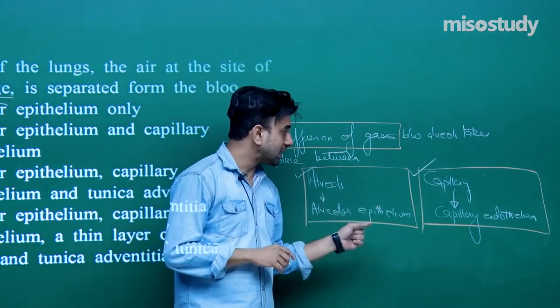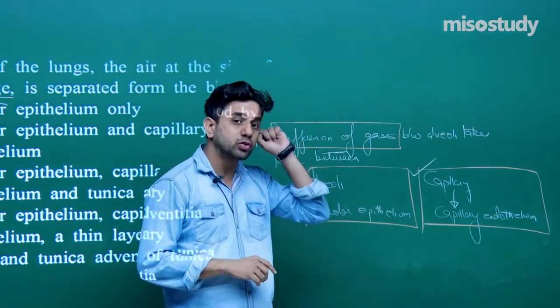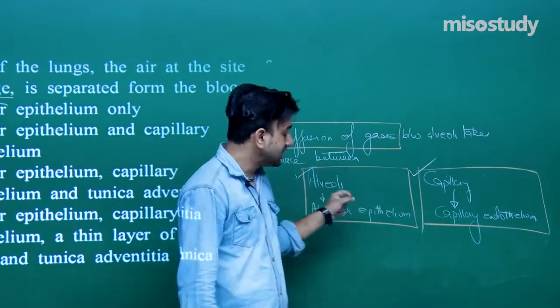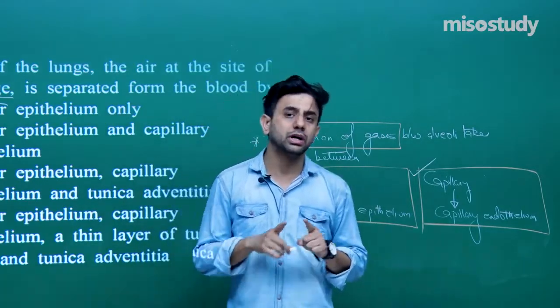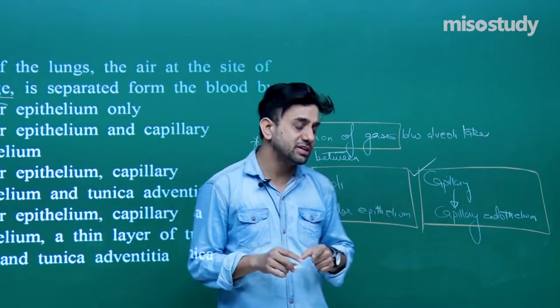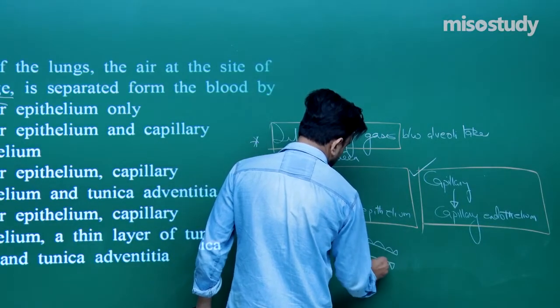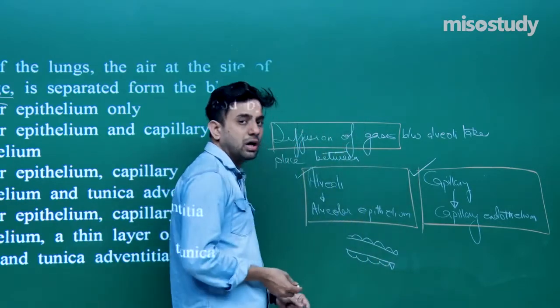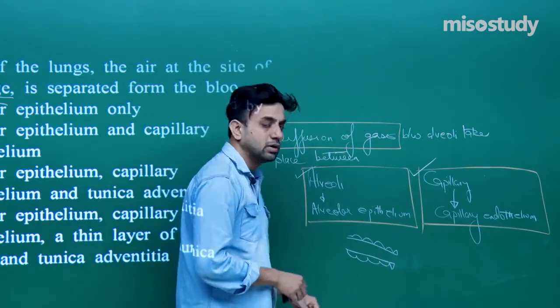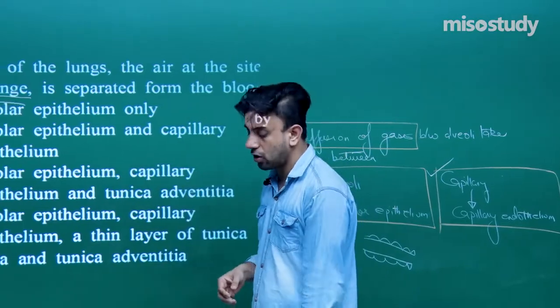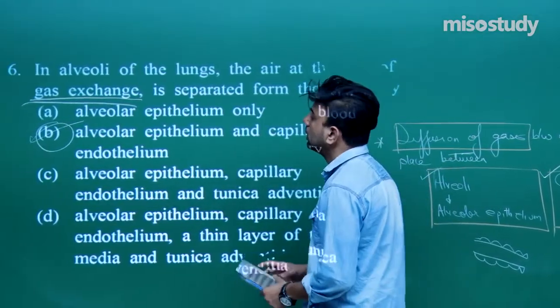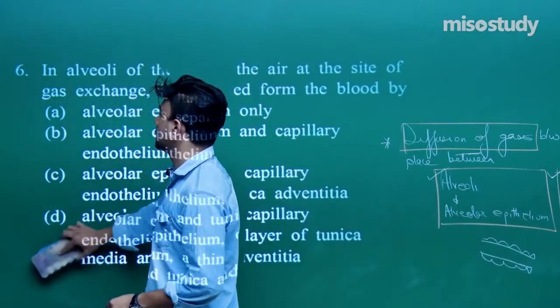Okay. So, that is why the capillary endothelium will consist of only the tunica interna, and since these two epithelia are the thinnest over here, diffusion of gases will take place easily between them. It will be like this, right, with their basement membrane obviously. Let us go to the next question.